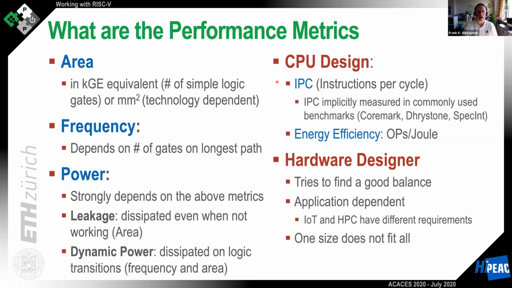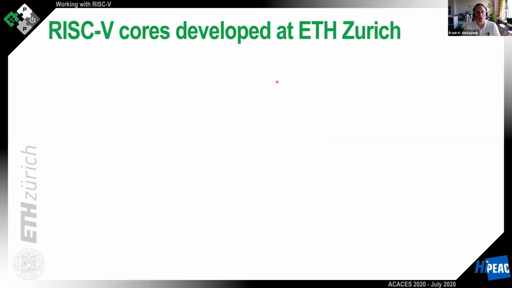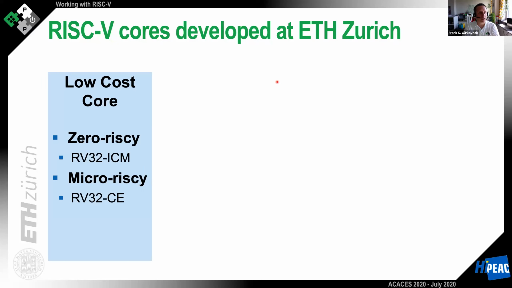The important thing to realize is one size will not fit all. IoT applications and high performance computing applications have very different requirements, and the same microarchitecture is most probably not going to be efficient on both accounts. So this is also why and how we ended up developing a number of cores. I'm just going to give you a brief introduction to them.